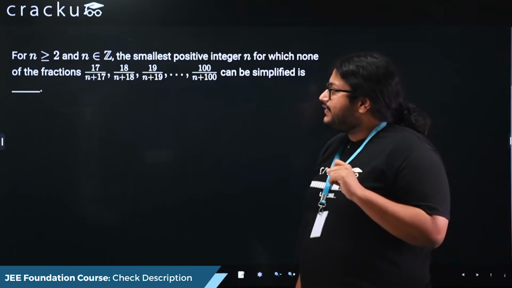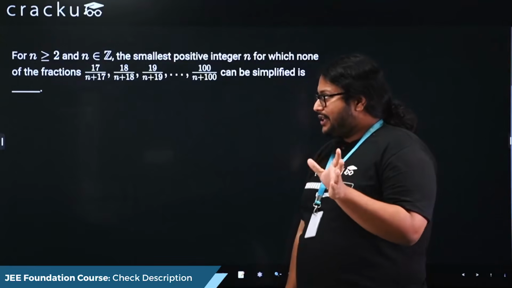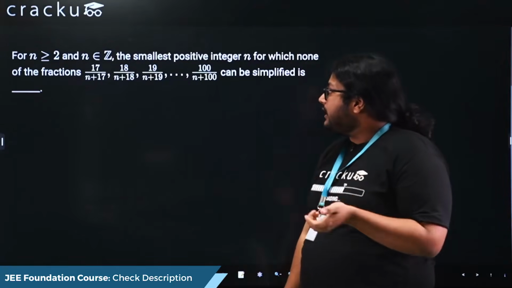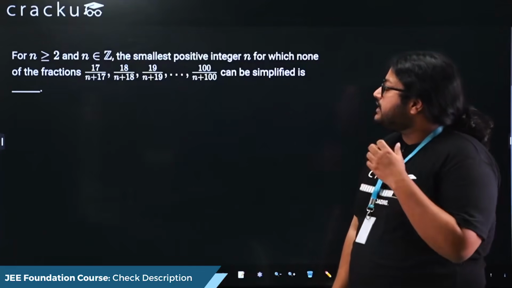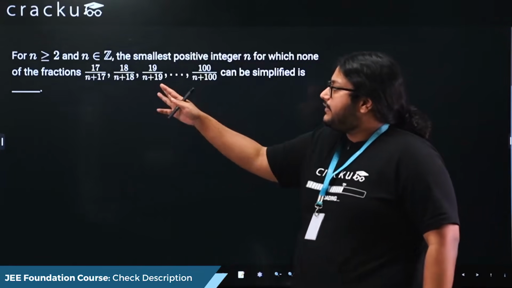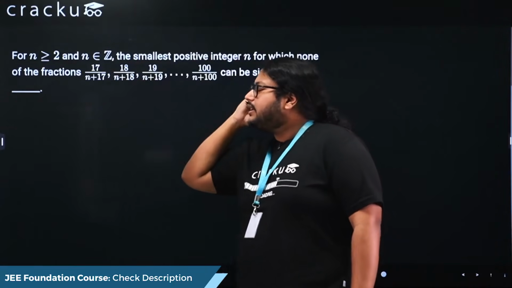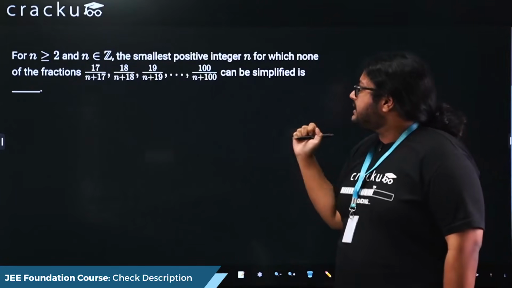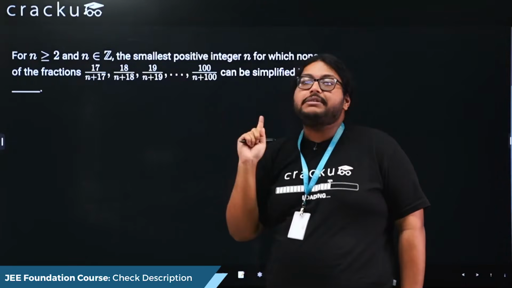So in this question, we are told that for n greater than or equal to 2 and n belongs to Z, n is an integer, the smallest positive integer n for which none of these fractions, 17 by n plus 17, 18 by n plus 18, up till 100 by n plus 100 can be simplified. None of these can be simplified.